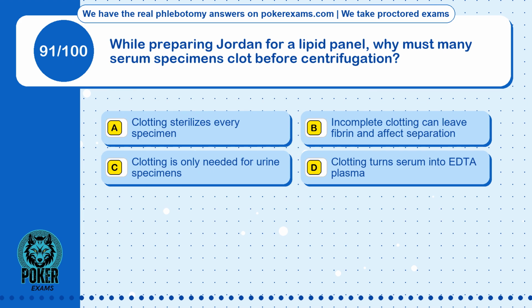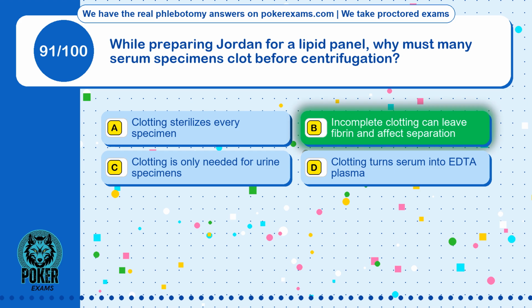Question 91. While preparing Jordan for a lipid panel, why must many serum specimens clot before centrifugation? Option A, clotting sterilizes every specimen. Option B, incomplete clotting can leave fibrin and affect separation. Option C, clotting is only needed for urine specimens. Option D, clotting turns serum into EDTA plasma.